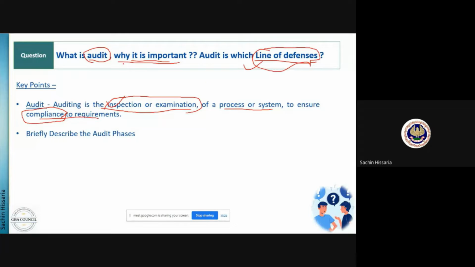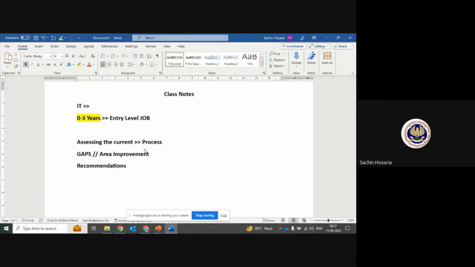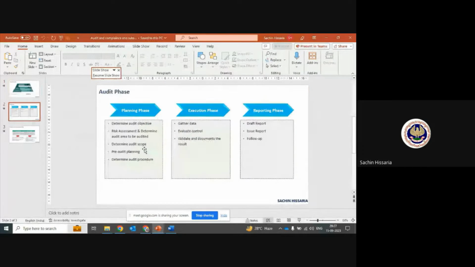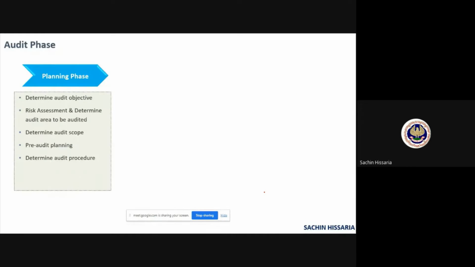Okay, now while answering this question, you should also know the audit phases. What are the audit phases, how the audit is started, how the audit is executed, how the reporting happens. So we should know that audit process. For that also I have another slide, guys. So basically audit is divided in three phases. We can divide this audit process in three different phases.